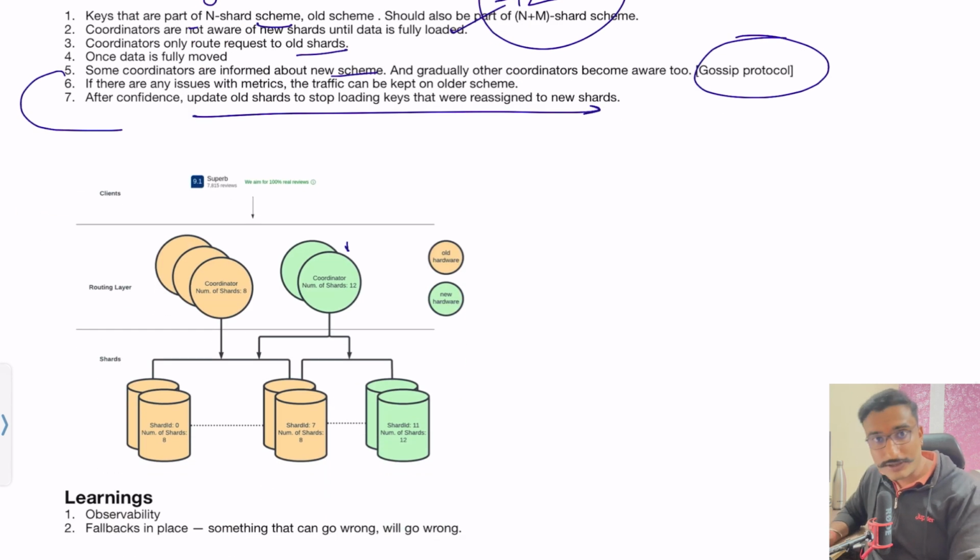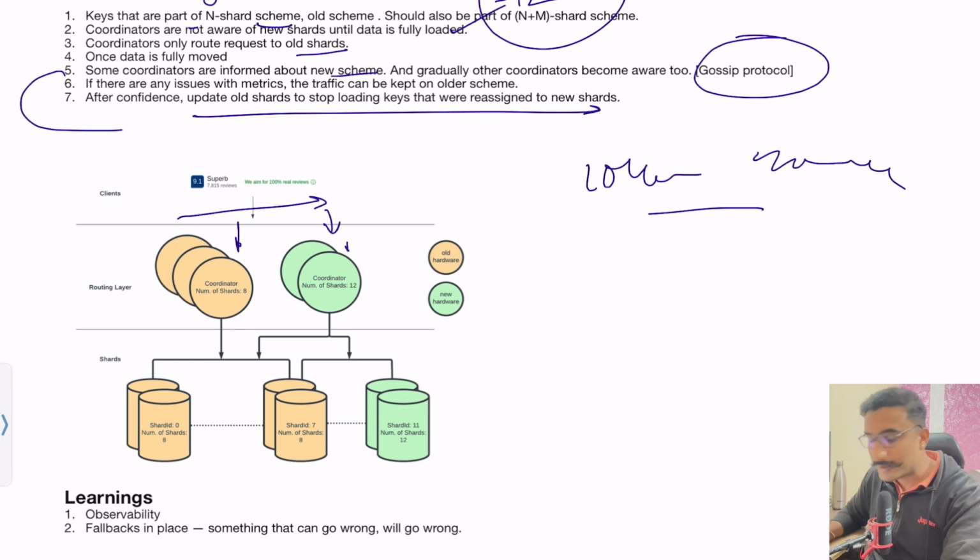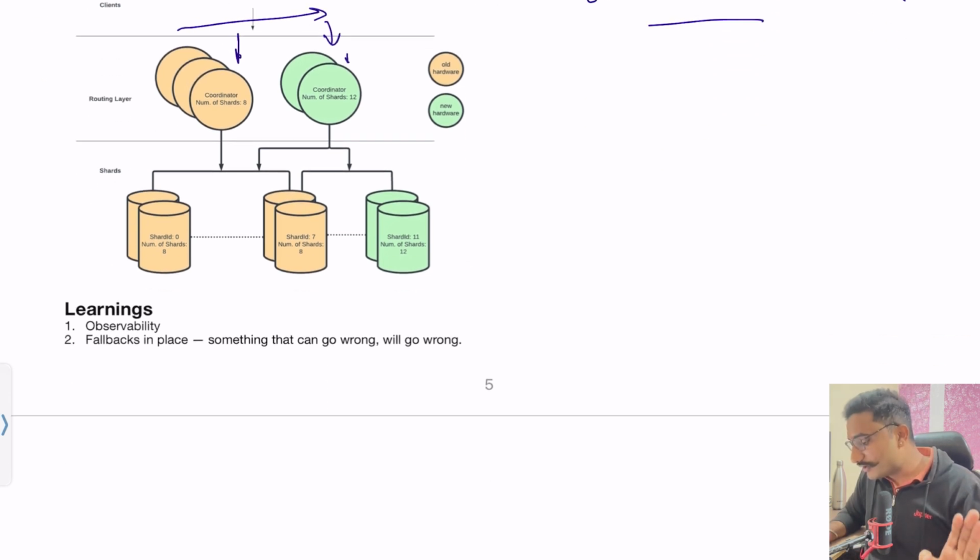Once you are confident, there can be a gradual migration. Let's say you have this number of shards, then you increase the number of shards. There can be a gradual traffic increase: 10% traffic is served, then 20% traffic is served. Once you have complete confidence, you update the old shards to stop serving the keys that were reassigned. So whatever keys were reassigned to the newer shards can be removed or stopped from being served from the older shards. Okay, so these are the learnings.